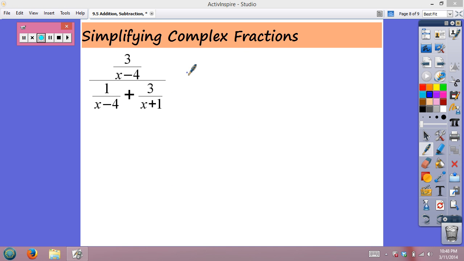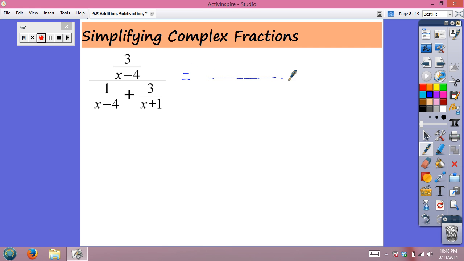So this is what a complex fraction looks like. Notice our numerator is a fraction and our denominator contains fractions. So the first thing we need to do is to get our denominator to have a common denominator between these two fractions. So if we remember from before, to do that, notice these have nothing in common, so we need to multiply them together to get (x minus 4) times (x plus 1).